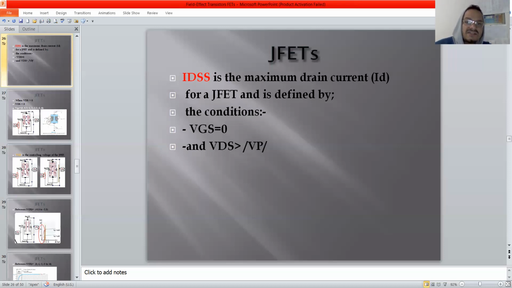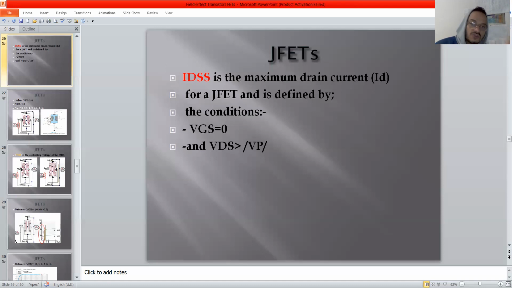Here is the controlling voltage of the junction field effect. Here we applied -2. The depletion region is bigger. We applied -2.5. The depletion region is bigger and tries to touch each other. And the channel here is very much smaller than in the previous situations.